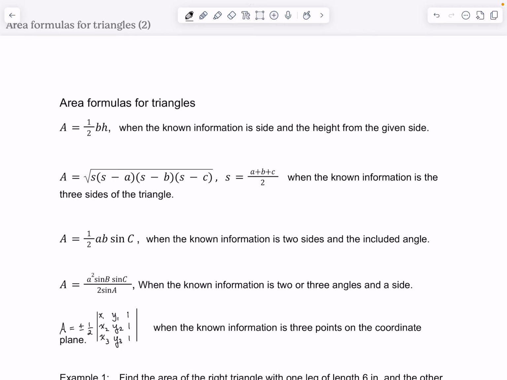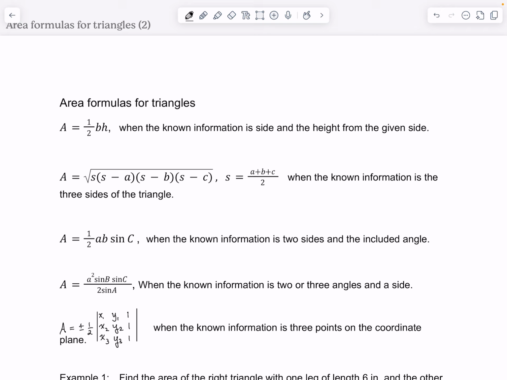I bet if you just asked someone if they knew what the area formula was for an area of a triangle, they would tell you that the area is equal to 1/2 the base times the height. And oftentimes, many people just think that's the only formula we have for an area of a triangle. But that formula is used when we know the information about a triangle that is a given side and the height of the triangle off that side.